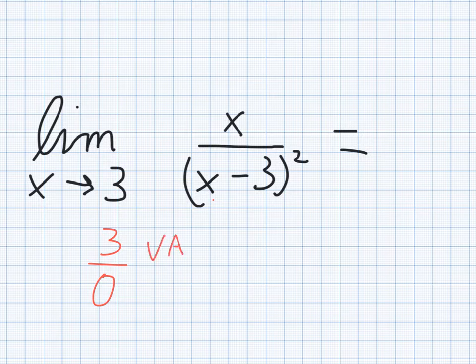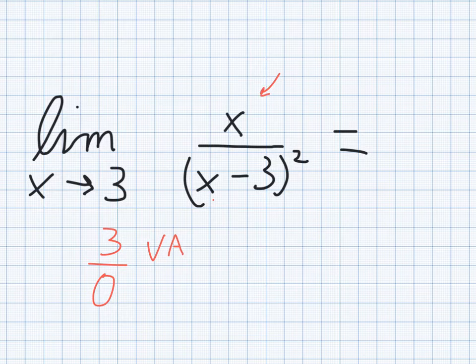All we have to do now is figure out from the left and right, are both sides going to positive infinity? Are both sides going to negative infinity? Or does the answer not exist? To find that out, we're going to plug in some numbers really close to 3, and we can do that in our heads pretty efficiently. Let's come from the left first.